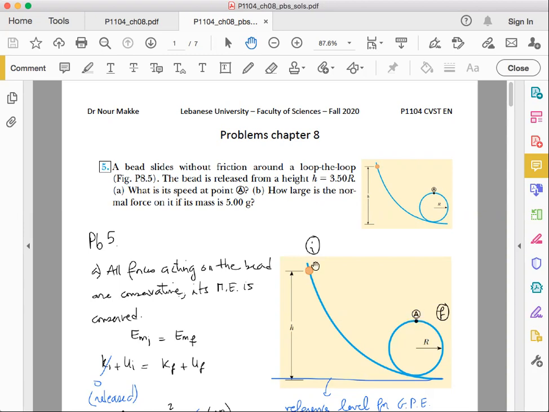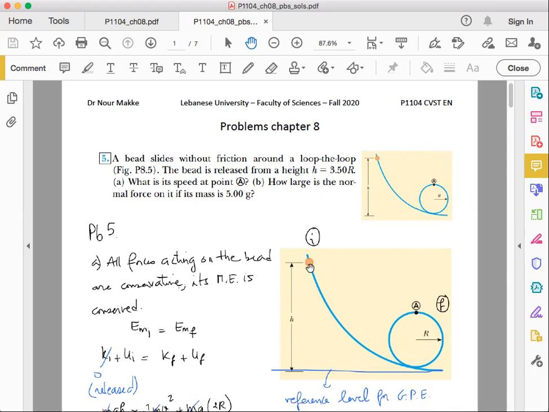Okay, first of all, we're going to consider the bead and the loop-the-loop to be one system. And inside the system, all the forces that are acting are conservative. There are no non-conservative forces acting on the system, meaning we don't have any friction. So we have conservation of mechanical energy.